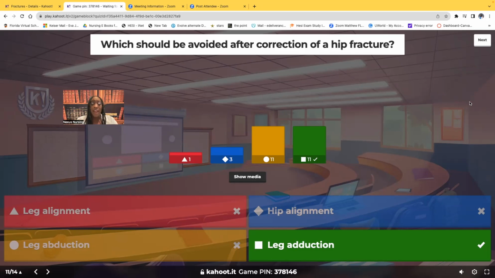That's why when the patient has a hip fracture, they have an abduction pillow, because we want to keep the legs separated. We don't want to pop that hip out of the socket. So we are going to avoid leg adduction. We want leg ab with a B, abduction. We want leg alignment and we want hip alignment.